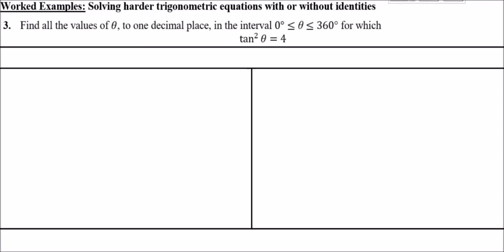Question 3, we need to find all values of theta to one decimal place, just note that, in the interval from 0 to 360 for which tan theta squared, written as tan squared theta of course, equals 4. So easy to work out what tan theta needs to be just by square rooting both sides. So if we have tan squared theta equals 4, if we square root both sides, we can fairly easily see that tan theta is either going to be plus 2 or minus 2.